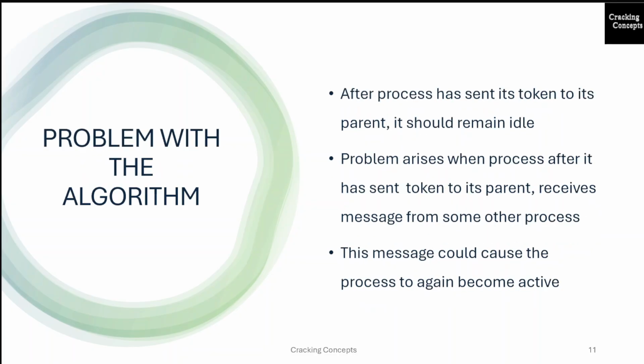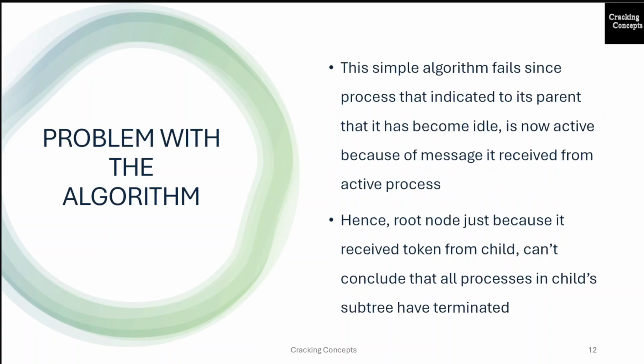Now, this simple algorithm fails under certain circumstances. After a process has sent its token to its parent, it should remain idle. However, this is not the case. The problem arises when a process, after it has sent a token to its parent, receives a message from some other process. Note that this message could cause the process that has already sent a token to its parent to again become active.